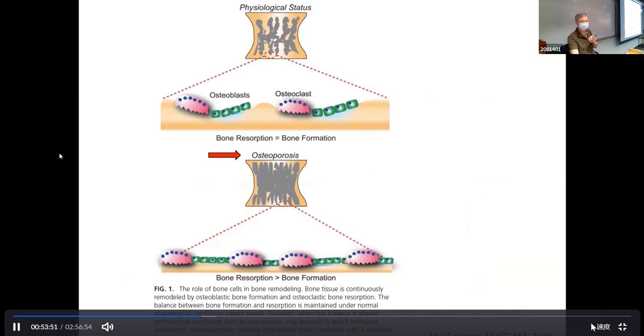So what you see here, as indicated, is the physiological state, in which bone resorption equals bone formation. So you have osteoblast activity more or less the same as osteoclast activity, whereas in osteoporosis, you have bone resorption activity greater than that of bone formation. And at the end, you are losing your bone matrix and mineral, and that is the consequence of osteoporosis.